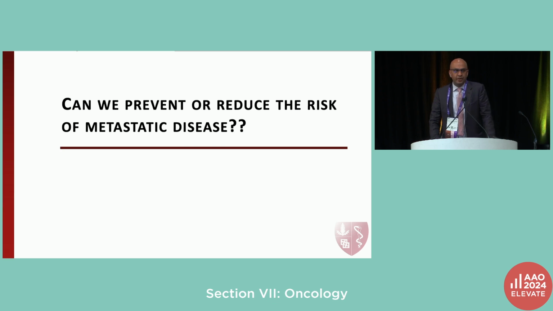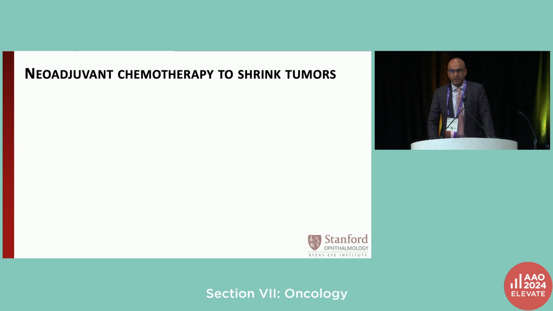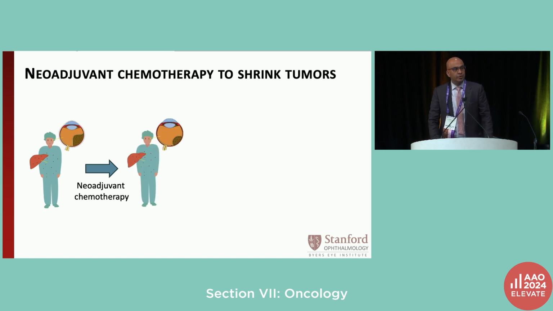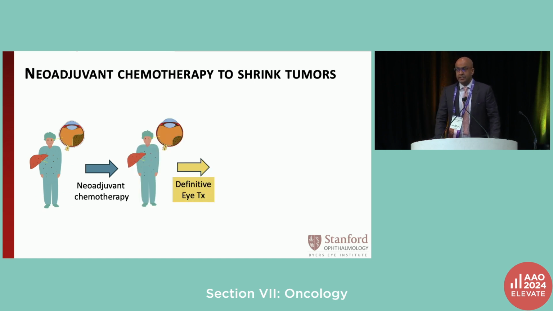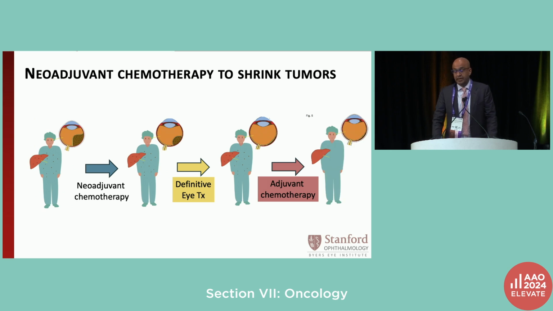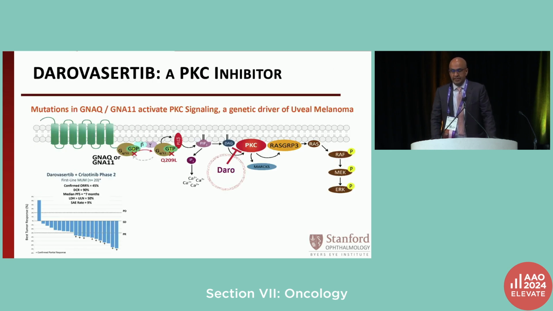So if we think about ways that we could, in the future, potentially prevent or reduce the risk of metastatic disease, we can talk about the concept of neoadjuvant chemotherapy to try to shrink tumors so that we can better address them surgically. So again, our patient with the melanoma, we give them a systemic neoadjuvant chemotherapy agent. The tumor within the eye gets smaller. You might then change your definitive treatment. Instead of enucleation, maybe it's radiation. Instead of a lot of radiation, maybe it's a little less. And once that tumor is treated, retreat them again with that same agent to try to eliminate micrometastatic disease and hopefully reduce the risk of metastasis.